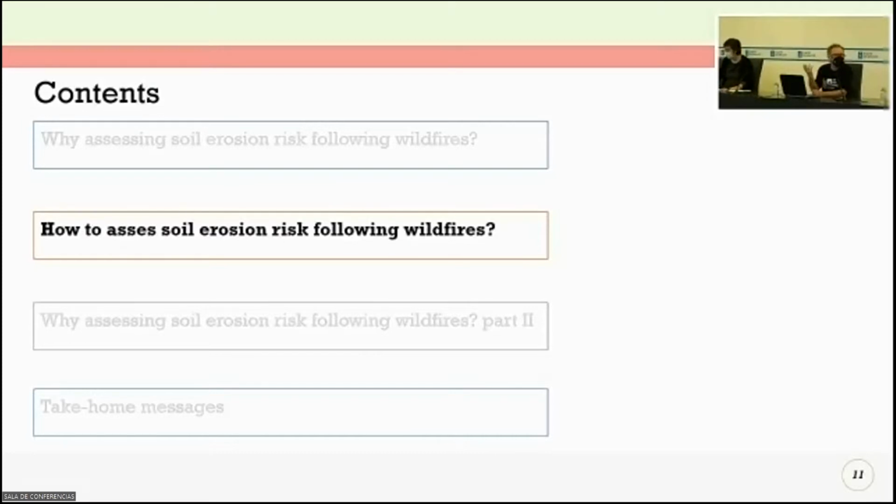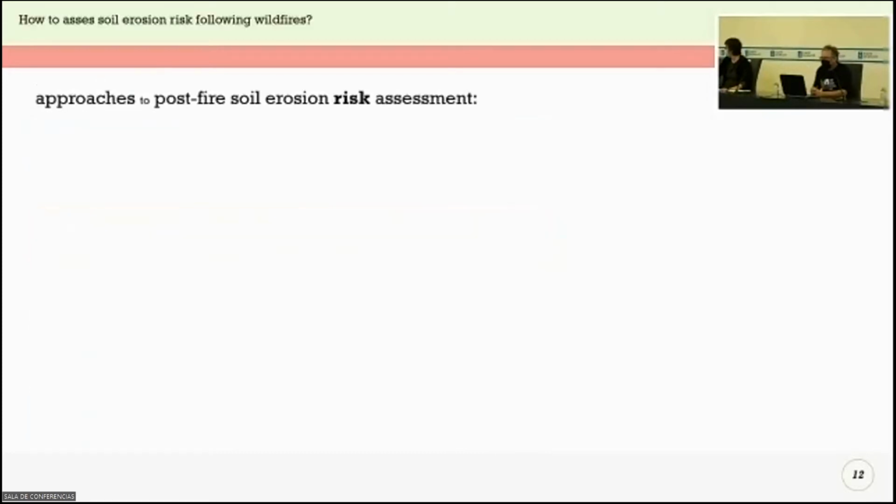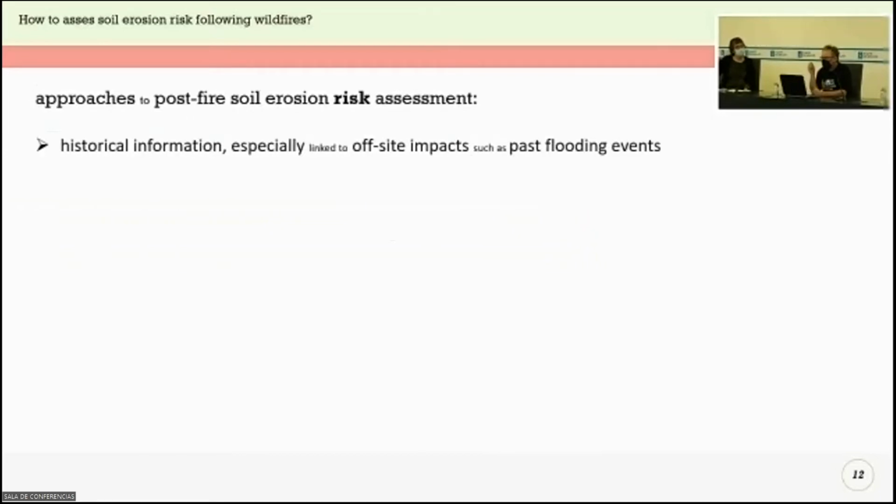The question is, how can we do it? There are different approaches to assessing the risk of post-fire erosion. And when I speak about risk, this is the possibility of it occurring. It's not measuring it after it occurred. That's a very different thing, okay? So what we can do if we want to know post-fire soil erosion risk, we can look at historical information.